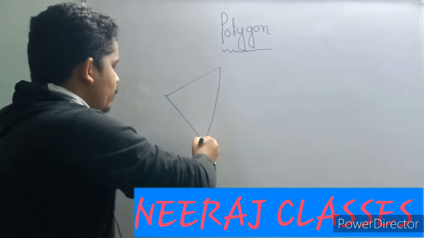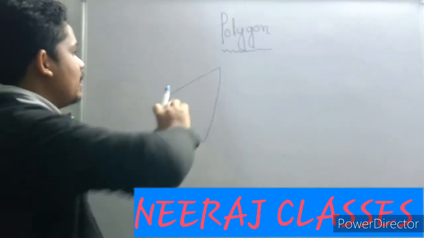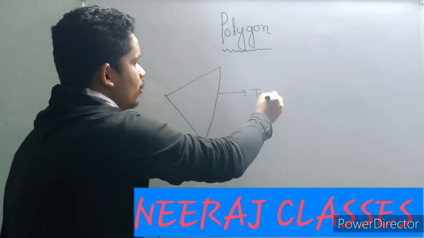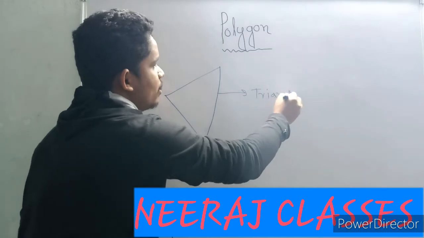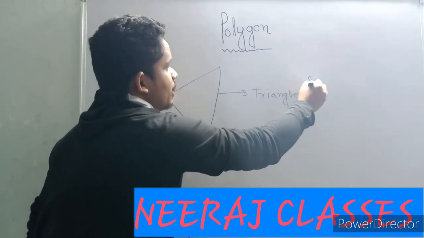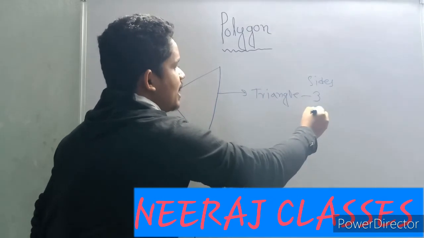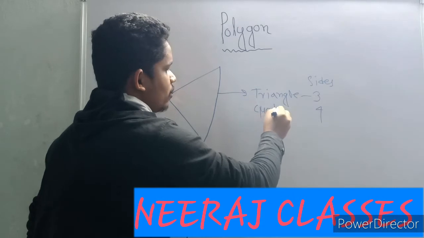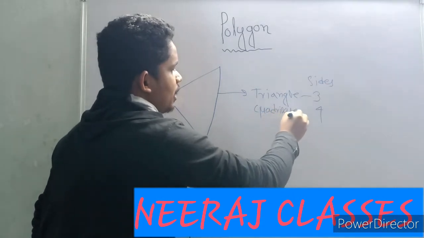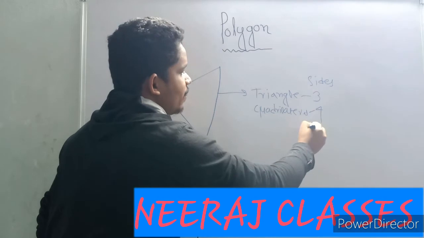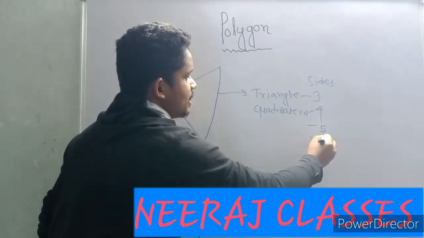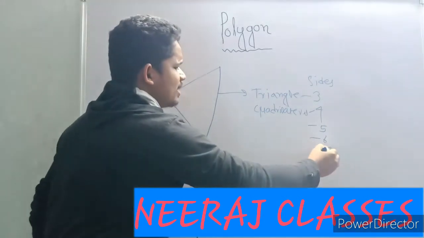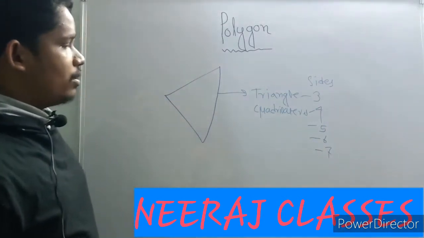So to make a polygon you need a minimum of 3 sides, and if the number of sides is 3, we call it a triangle. Now if the number of sides is 4, we call it a quadrilateral. If the number of sides is 5, it is a pentagon. If 6, a hexagon. If 7, a heptagon. Like this there are also the octagon, decagon, and so on.